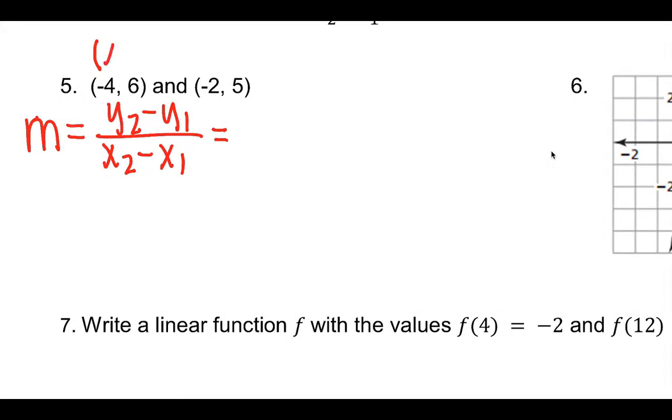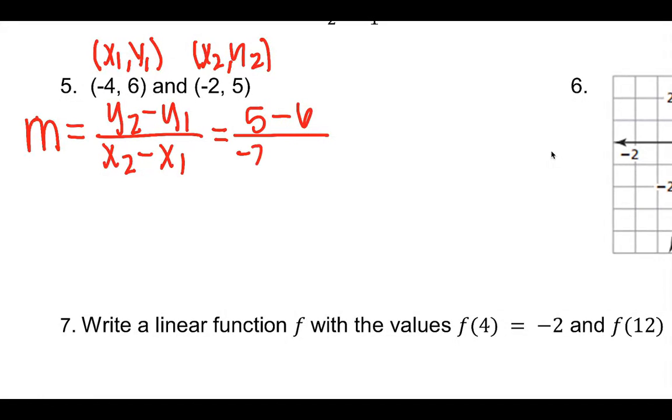Here's x1, here's y1, x2, y2. So my y2 is 5 minus my y1, which is 6. Then I have x2 is -2, and my x1 is -4, but it's minus a negative, which again, that's ugly. Let's just say plus. 5 minus 6 is -1, and -2 plus 4 is +2. So my slope is -1/2.